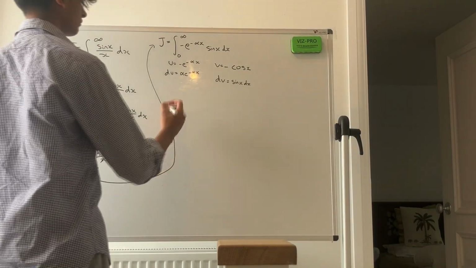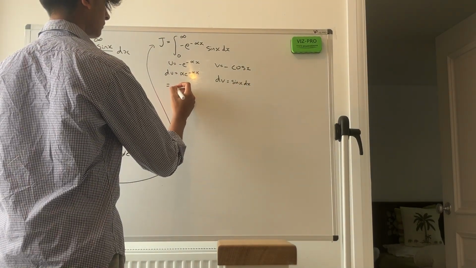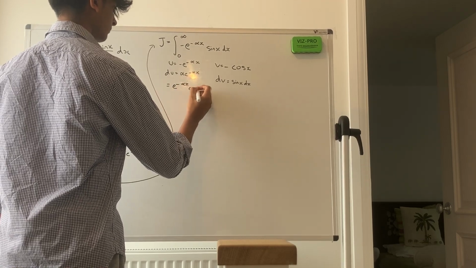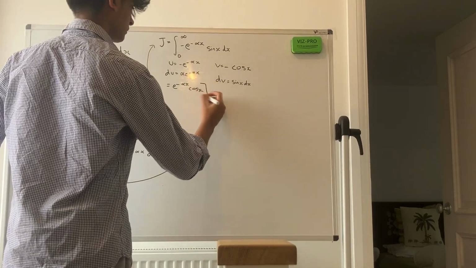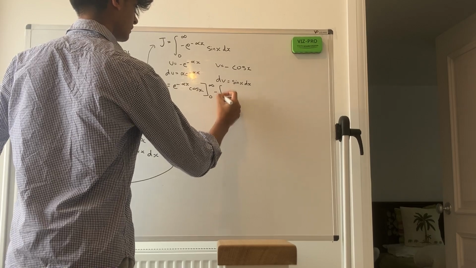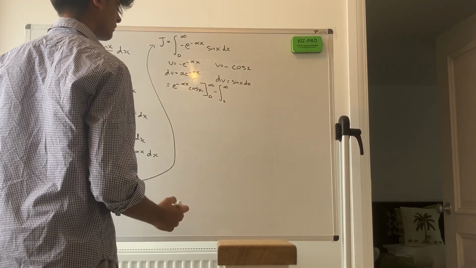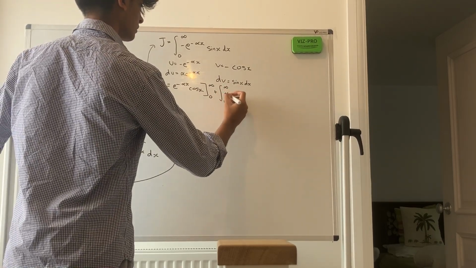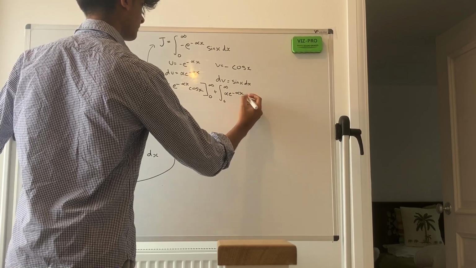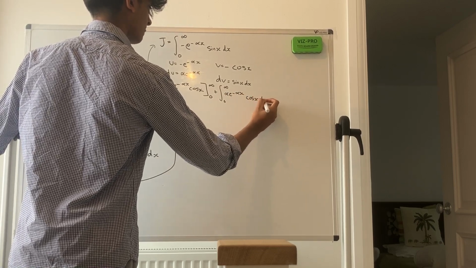The way I remember integration by parts is ultraviolet voodoo, uv minus the integral of v du. So I'm just rewriting that, and since I have a definite integral, I have to do it in my bounds between 0 and infinity. So from integration by parts, I get e to the negative alpha x times cosine of x evaluated from 0 to infinity plus the integral from 0 to infinity of alpha e to the negative alpha x times cosine of x.